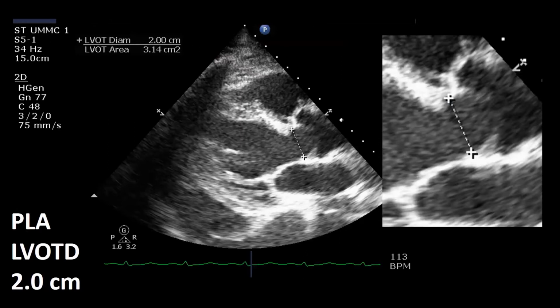So in this particular case, our measurement was 2.0 centimeters. Right in the middle of normal. And I think we said the BSA was 1.79, so that's a little bigger than you would expect, but within reasonable limits for this particular patient.